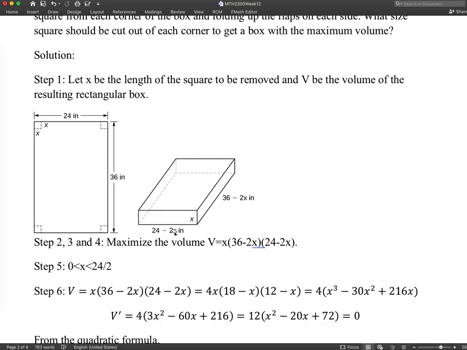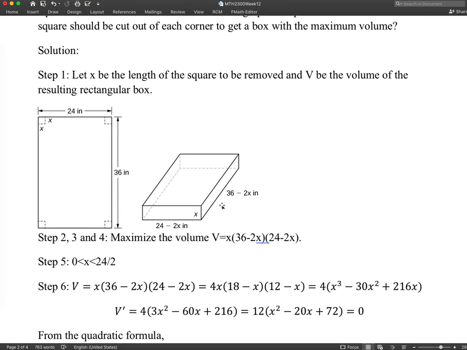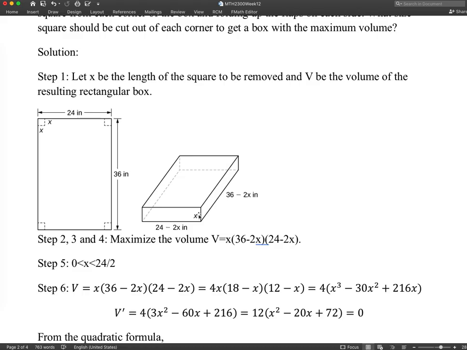So that is 24 minus 2x. And very similarly, we cut 2 squares from the top and the bottom along this side. The remaining length would be 36 minus 2x. And then, I hope you understand somewhat, we do have the length, width, and the height of this rectangular box. So indeed, the volume is a product of the height times the length times the width. So it is to maximize the volume.